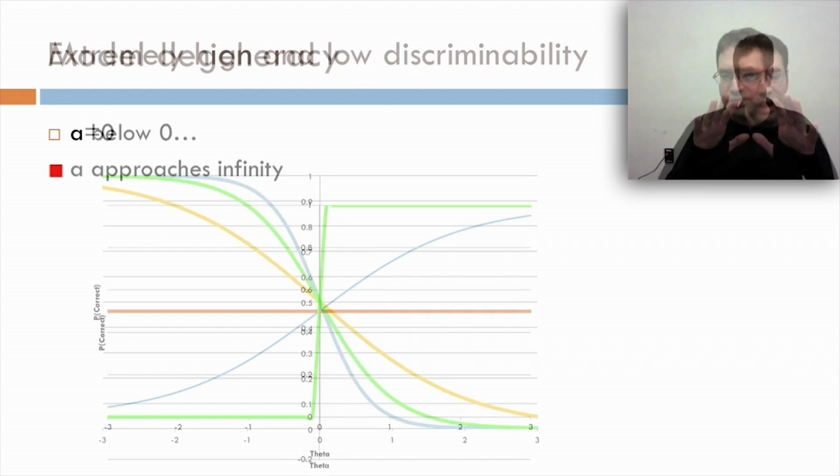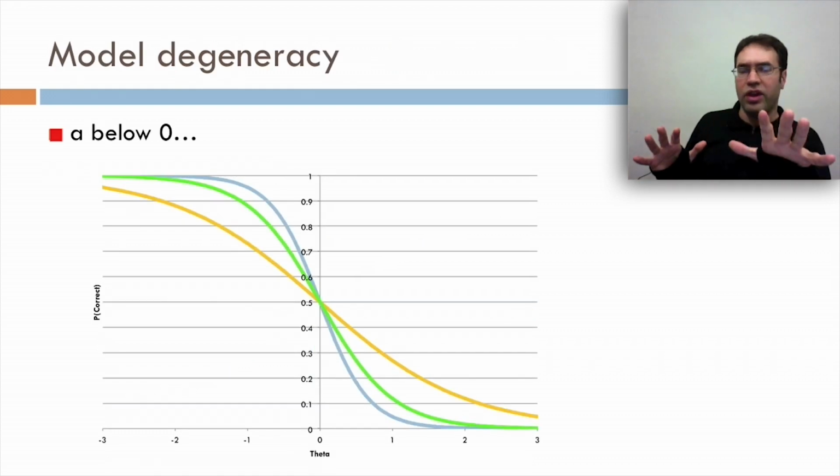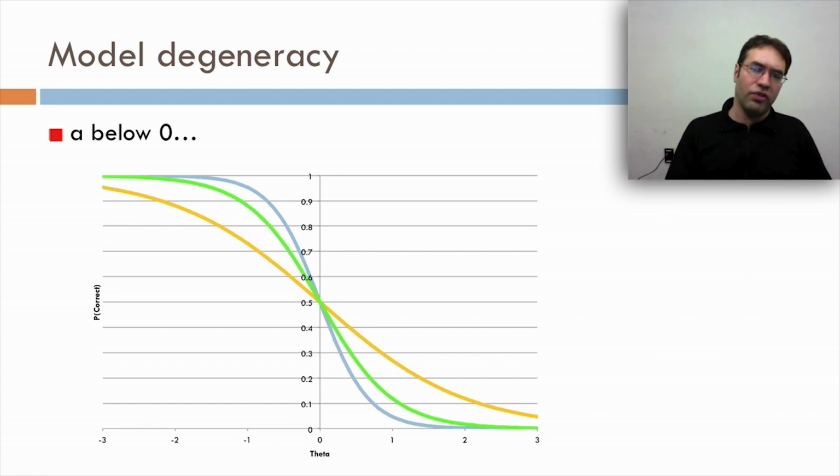Is that clear? And finally, there's model degeneracy, which can't happen in Rasch but can happen in 2PL when you get A, discriminability, below 0. In this case, the model actually tells you that the smarter you are, the more likely you are to get things wrong, and the less strong you are as a student, the more likely you are to get things right. This is even more of a weirdness than it is in BKT.